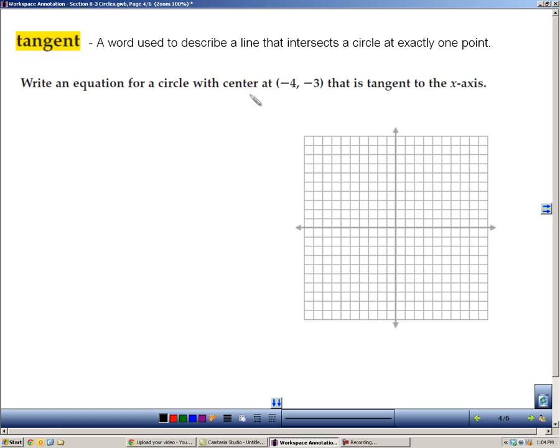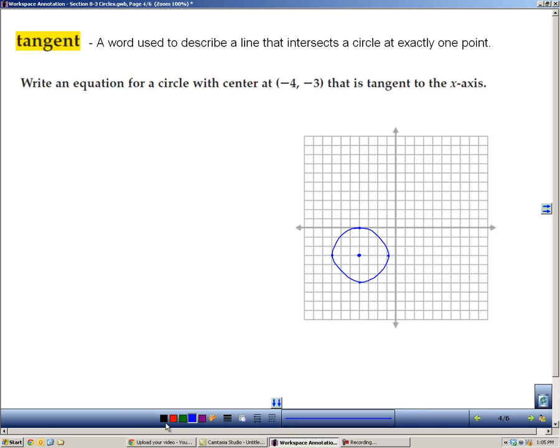We want to write the equation of a circle that has a center at (-4, -3), which is here, and is tangent to the x-axis, which means it touches the x-axis in only one place. Well, here's the horizontal x-axis, which means the circle must touch it right there. That's where the circle must touch the x-axis, which means that the radius of my circle is 3. But that also means I'm going to have points here, here, and here around the circle, as well as on the x-axis right there. So that should help me sketch my circle a little bit better.